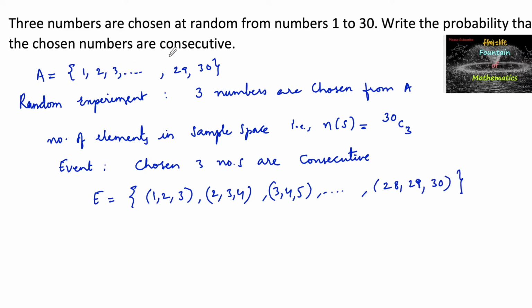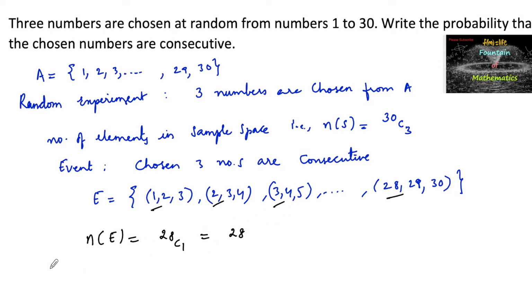Since our event is that the chosen numbers are consecutive, the numbers must be consecutive, so we can consider any one of the events like 1, 2, 3 or 2, 3, 4 or 3, 4, 5 or 28, 29, 30. So here clearly we can say that there are 28 ordered triads. So we can write the number of elements in the event, that is n of E. Out of these 28 ordered triads we need to select one, that is 28C1. 28C1 is nothing but 28.